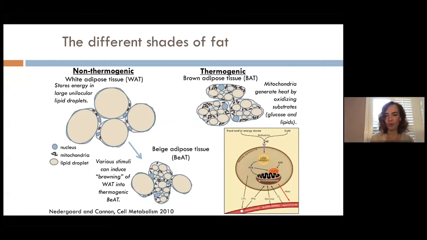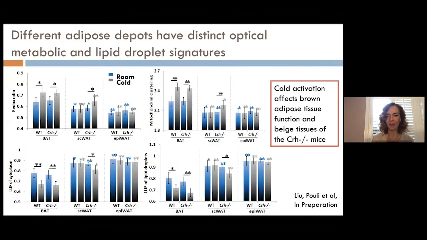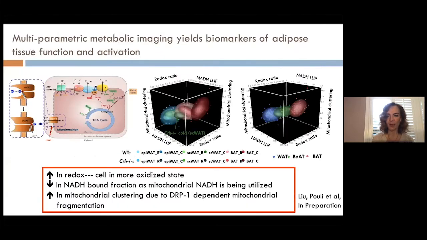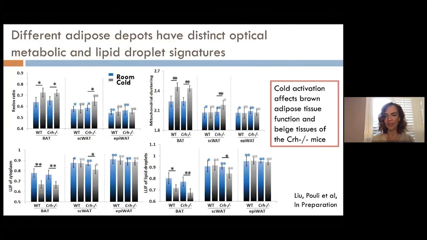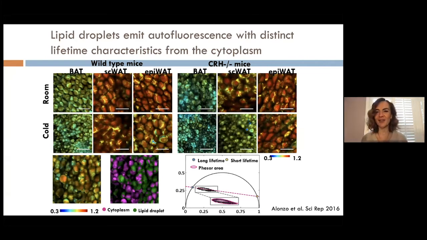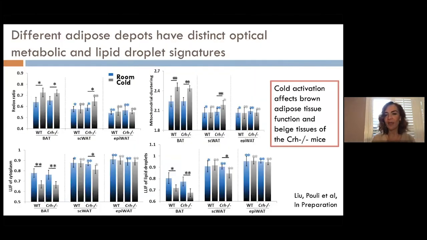I was going to tell you about fat, but in the interest of time, I am going to skip my fat slides and maybe just get to the point. It turns out that adipocytes actually have beautiful autofluorescence, and the lipid droplets inside fat fluoresce. The signatures of that fluorescence, both in the cytoplasm and in the lipid droplets, are distinct, whether we have white fat, brown fat, or beige fat.